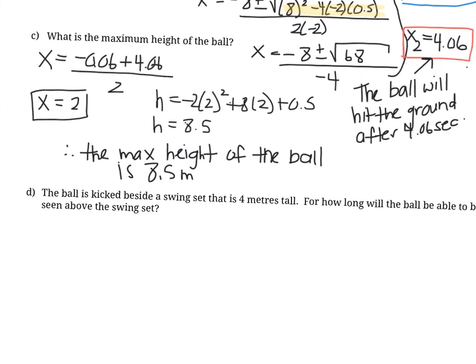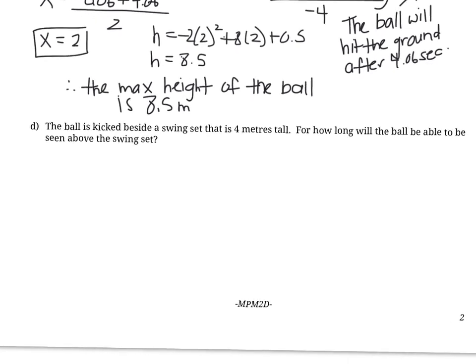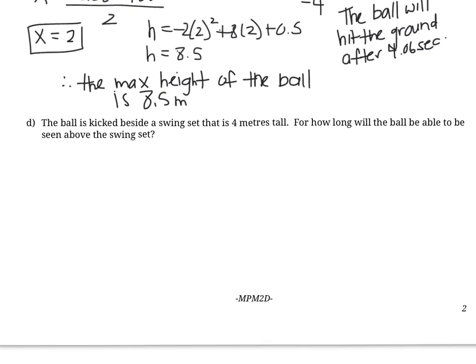Let's work on one last problem. It says the ball is kicked beside a swing set that's 4 meters tall. For how long will the ball be able to be seen above the swing set? I'm just going to repeat our sketch right down here so that we can see it on our same screen. So I'm just going to copy our sketch from above and put it down here.